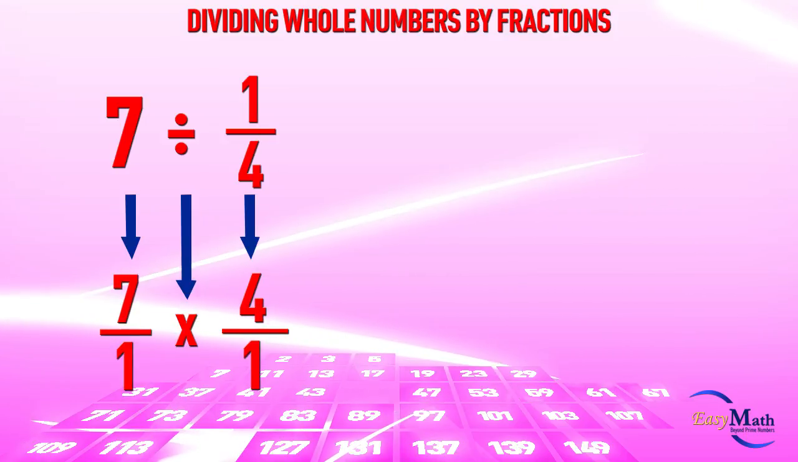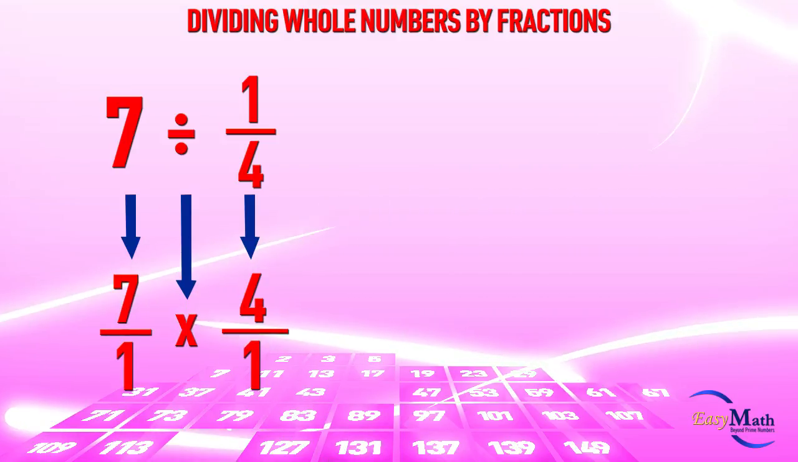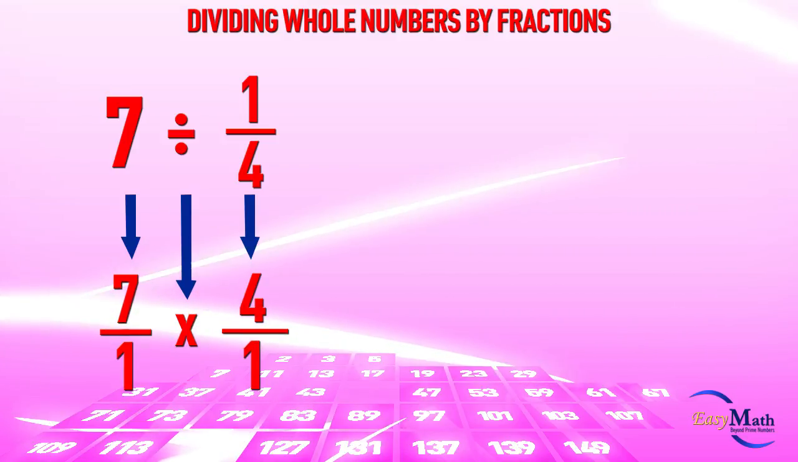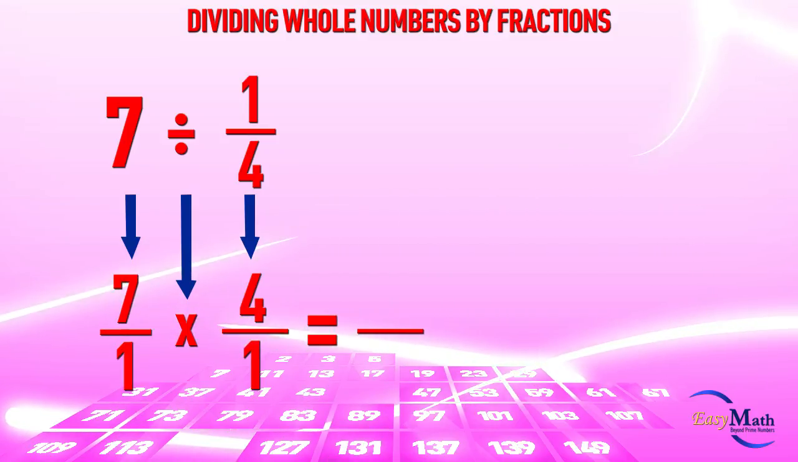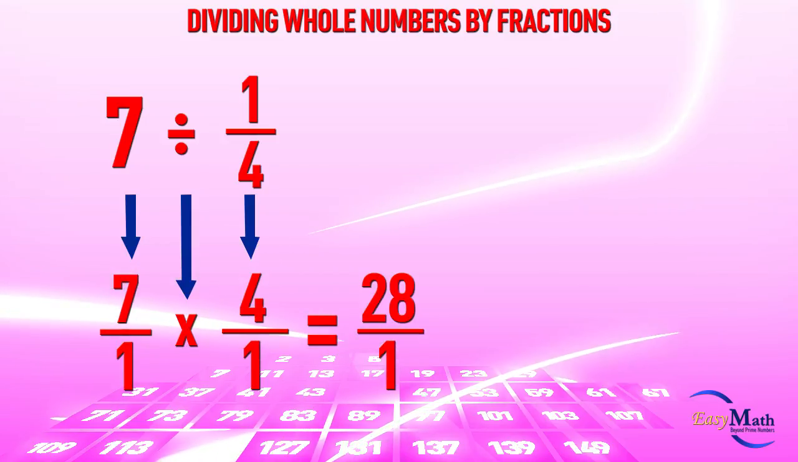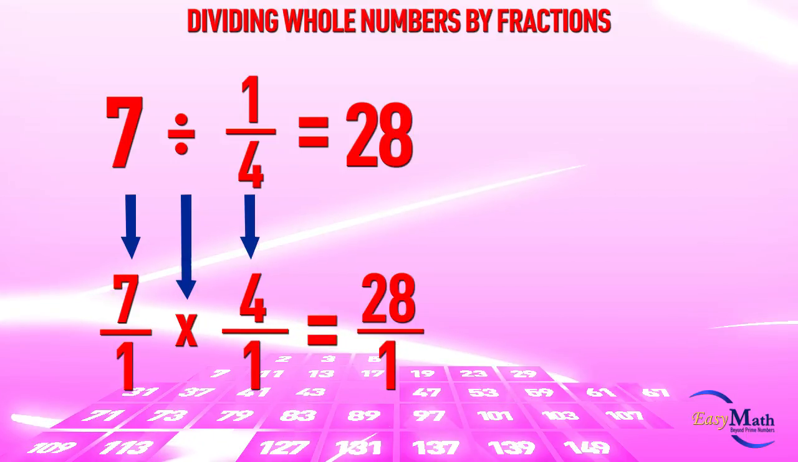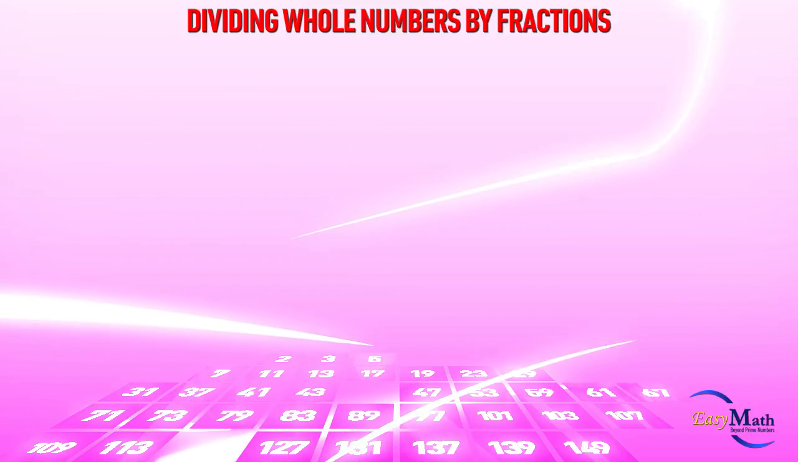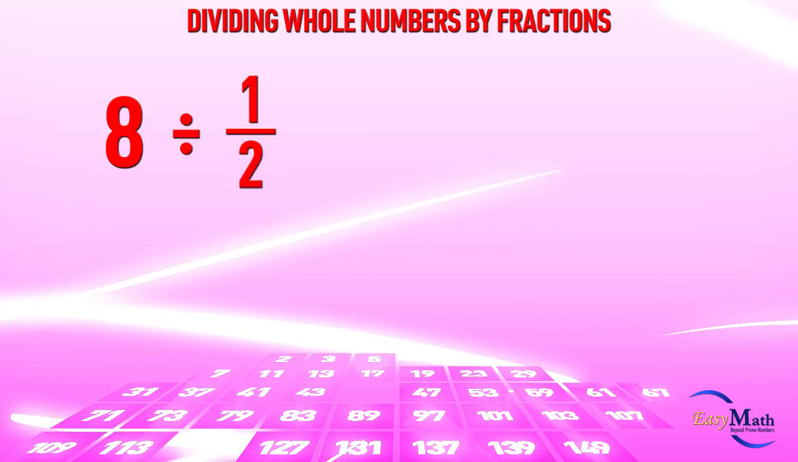4/1. Now, all we need to do, since there's really nothing here to factor, since we have 1s in our denominators, we're just going to multiply across. So 7 times 4 is 28, and 1 times 1 is 1, so our final value is going to be 28.